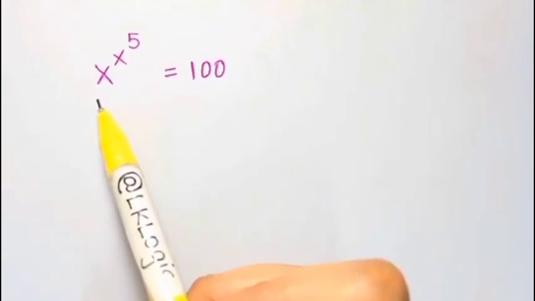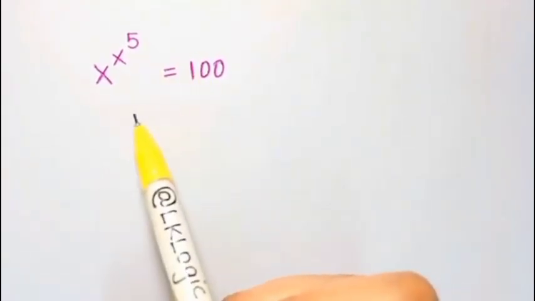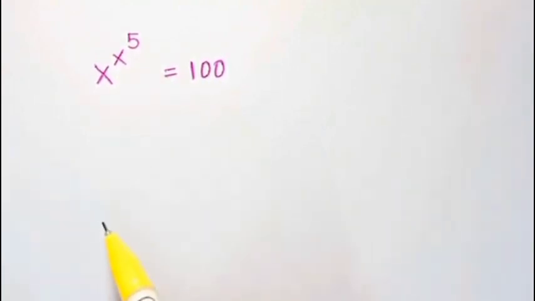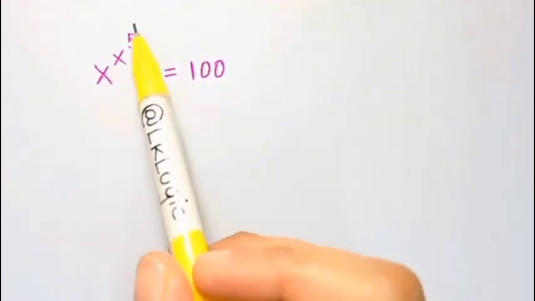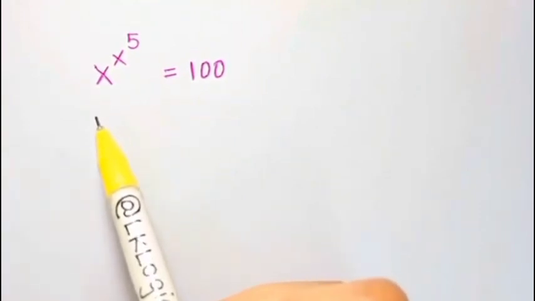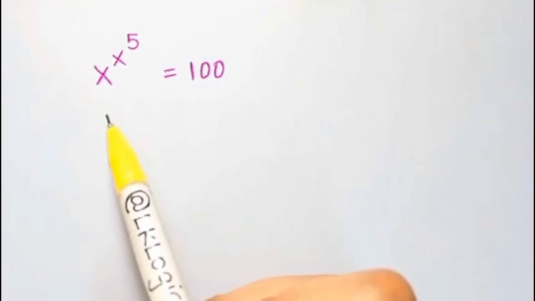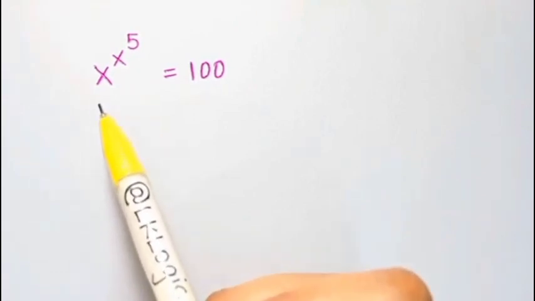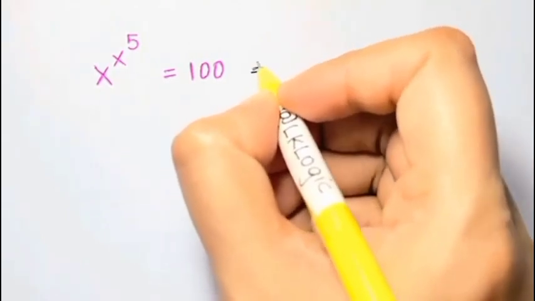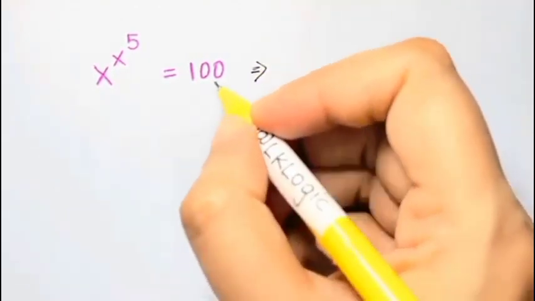Guys, I have a very nice exponential equation here, which is x to the 5 equals 100. So whenever you have a power to power, how would you solve that? So let's check this out. You have to pay attention here. What we are going to do in the first step is very simple. If you remember this, it's very easy for you all to attempt the next steps.